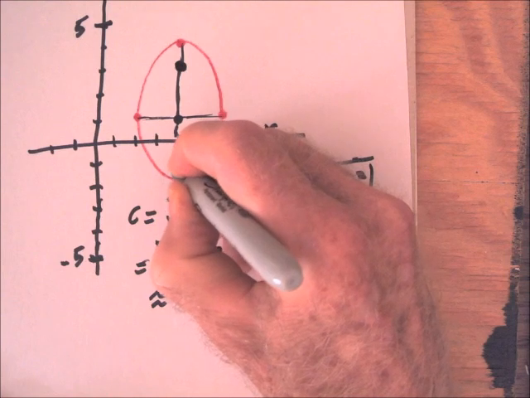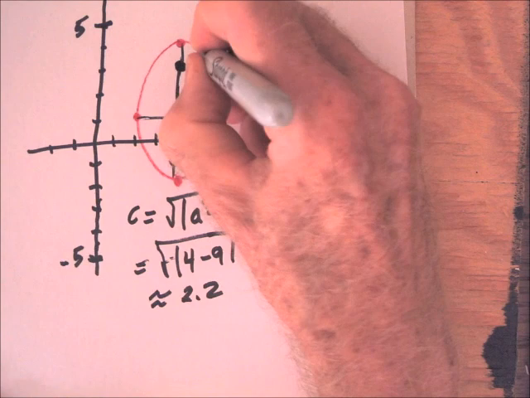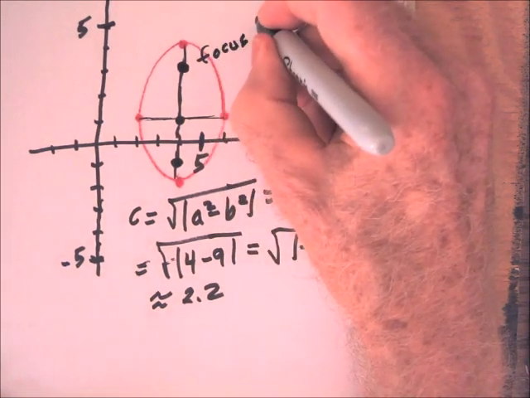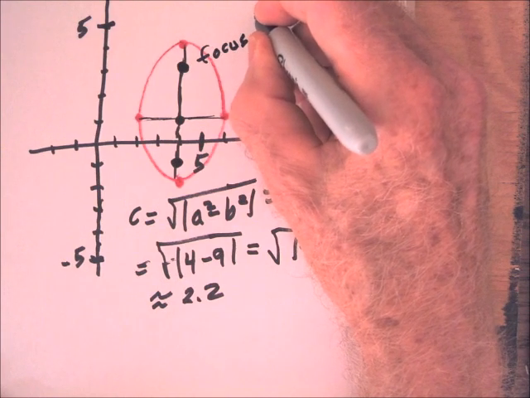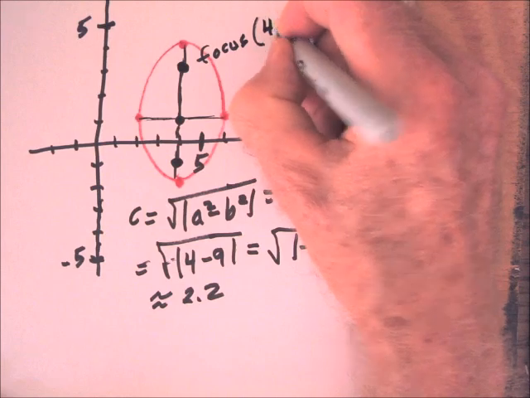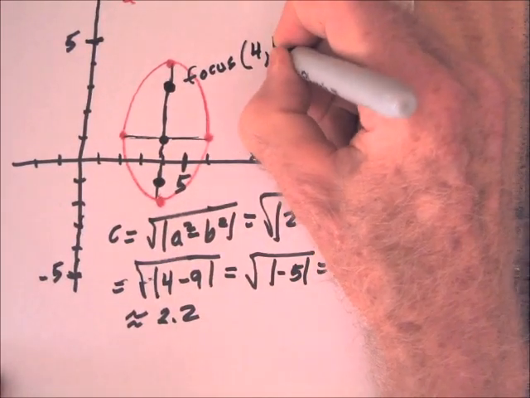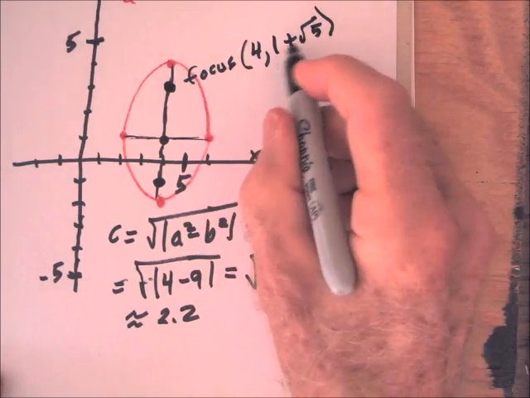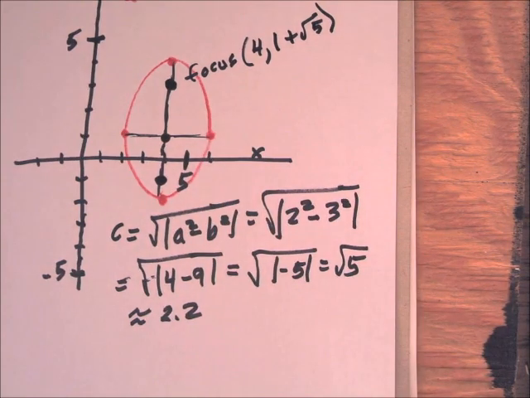Down a little bit more than 2. So those are the foci. So this is a focus here. So the x-coordinate is going to be the same as the center. So it's 4 comma, and then we're adding root 5 to the y-coordinate. So this one is 1 plus root 5. The other focus down here would be 4 comma 1 minus root 5.